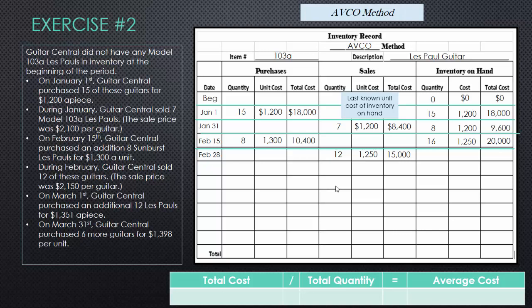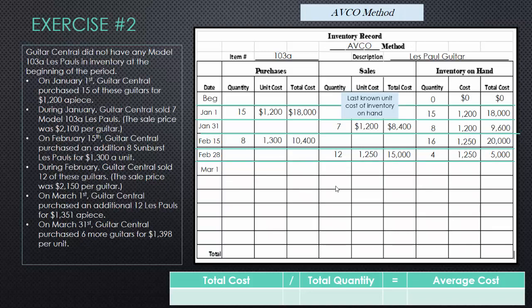We had 16 of them at the beginning of the period. We sold 12 during the period, which means we have 4 left. Our unit cost does not change in the AVCO method when we make a sale, so we're going to have them at an average cost of $1,250, which means the total cost of the guitars we have on hand at the end of the period is $5,000.